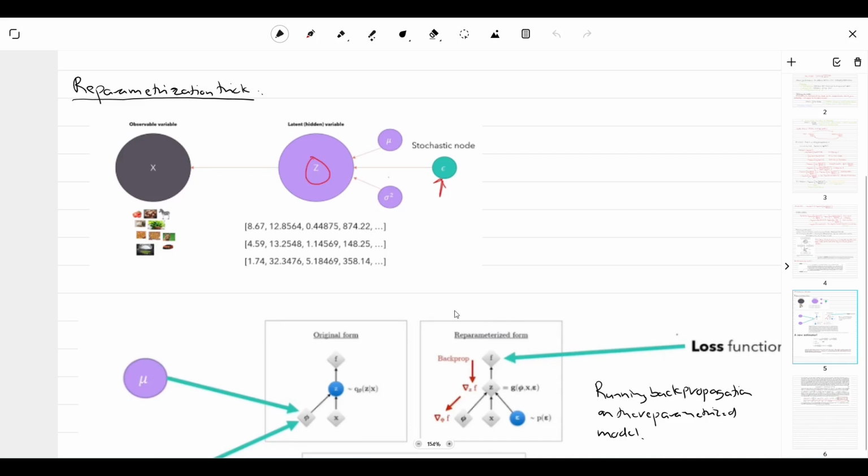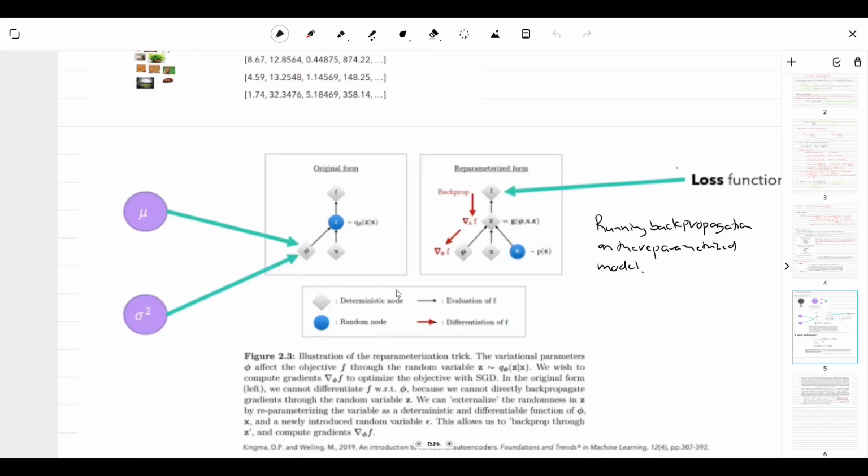And its solution: instead of sampling z directly from q phi z of x, we reparameterize the random variable z. We introduce a standard, fixed, and independent random variable epsilon, sampled from a simple known form like a standard Gaussian form. We then calculate z as a deterministic function of mu, sigma, and epsilon.